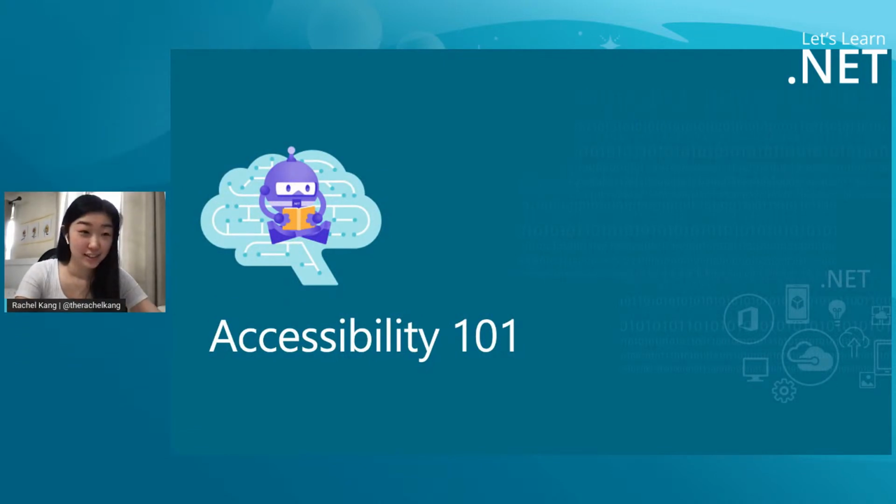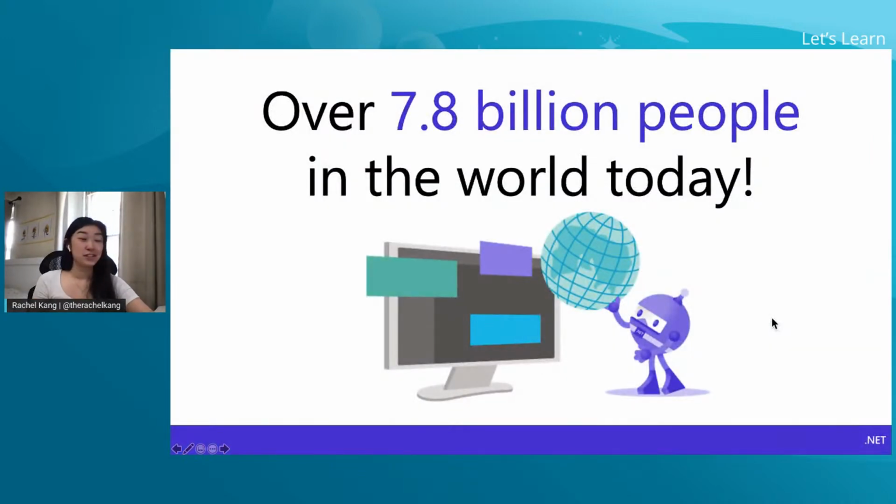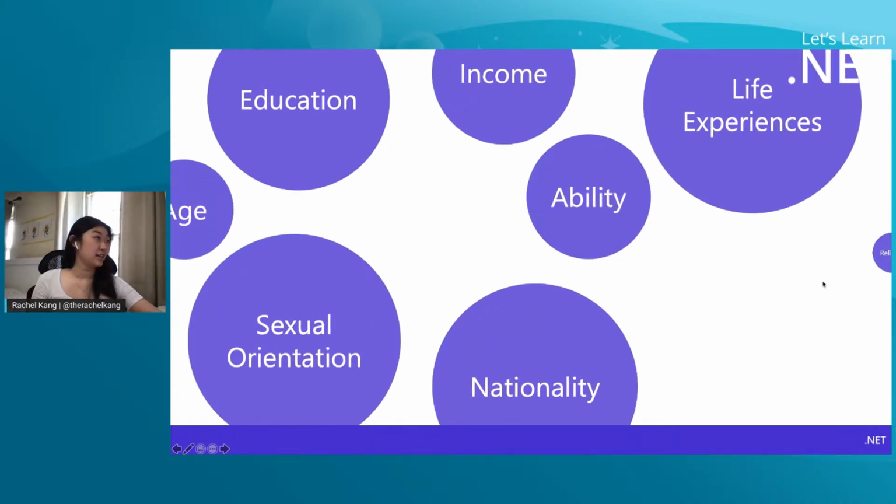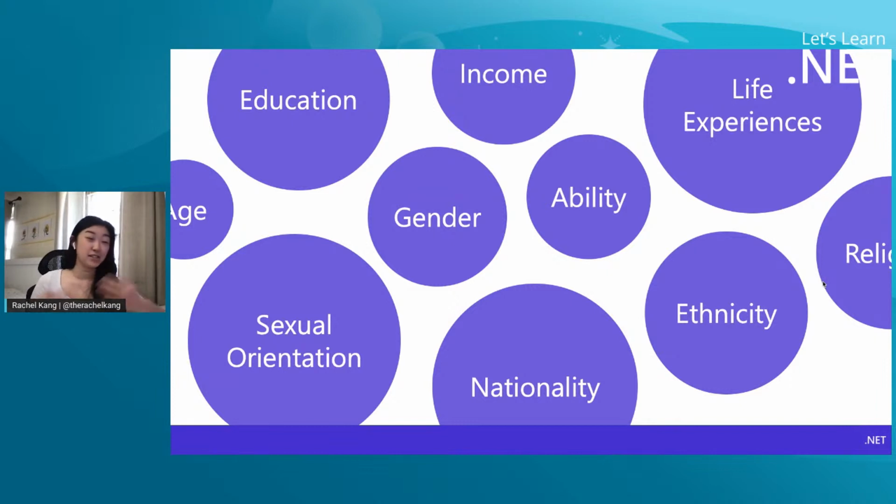Okay, go for it. I guess to start with a little bit of perspective. Right now, there are over 7.8 billion people in the world today. And it's kind of crazy, that's a lot of people. But what that means is that there is such a diverse slate of experiences and identities that we need to always be considering as well. And these identities are really far ranging. We have education, nationality, ability, income, age, life experiences, just to name a few. And there are so many different ways in which people identify.